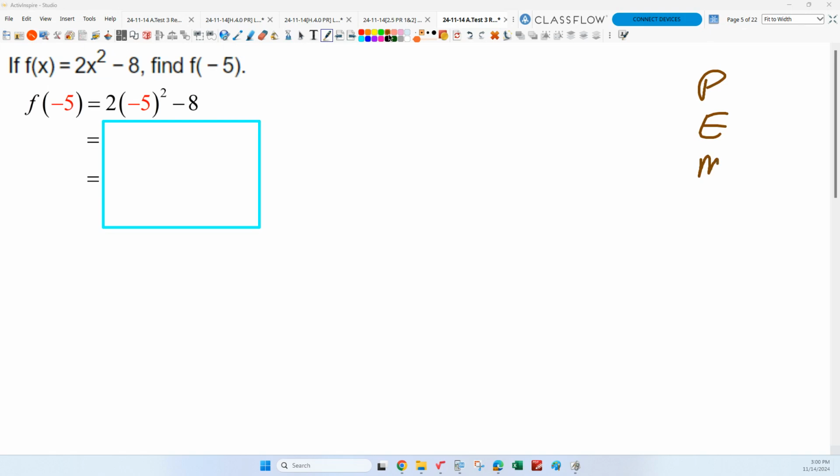But if we follow PEMDAS, what do we have to do first when we simplify this? What's it going to be? The parentheses, sure. Inside the parentheses, there's really nothing to do. -5, I can't do anything with. So then what would be next? Exponents, there you go. So the very first thing we have to do, number 1, is take care of that exponent.